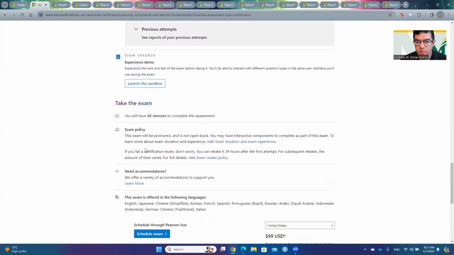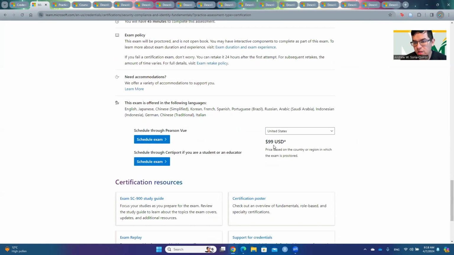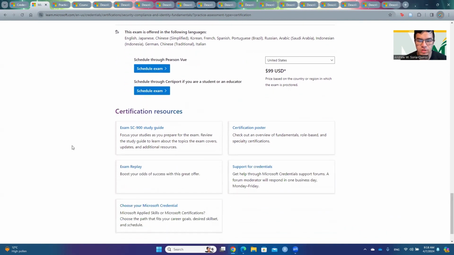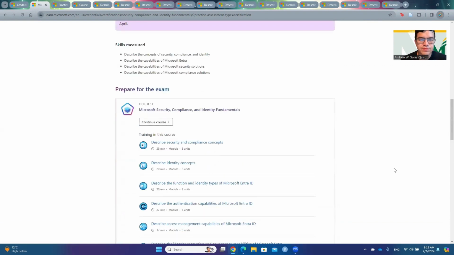That being said, if you fail the certification, you can retake it 24 hours after your first attempt. For all other retakes, the amount of time varies. You have the following languages if you want to change to another language, and it will be $99 to take the certification. So yes, it is not free, unfortunately. There are a lot of other resources here, but again, I would say that the path should be more than enough to pass this exam.